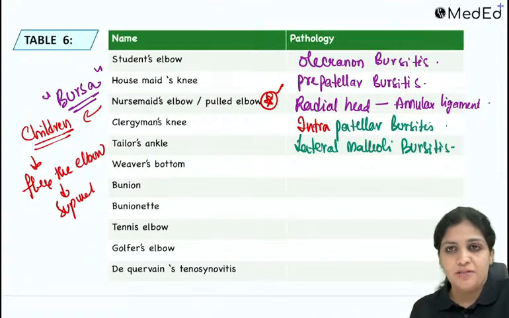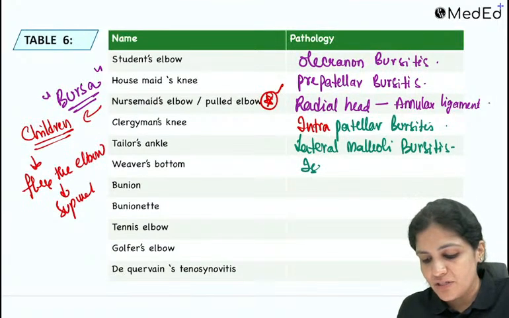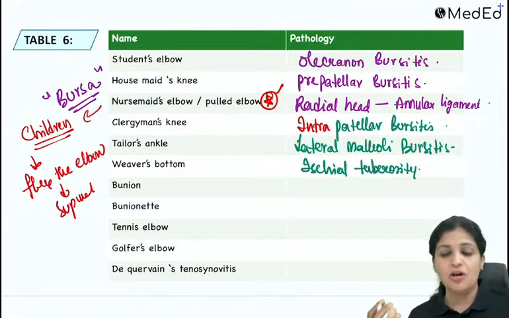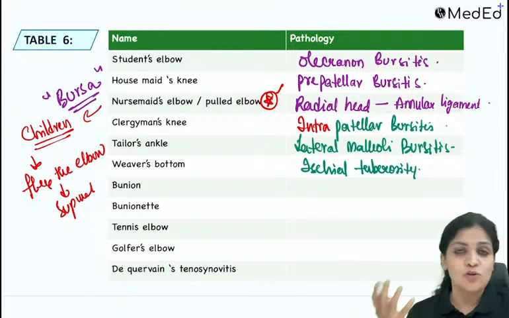Then what is weaver's bottom? Weaver's bottom is from continuous sitting, the ischial tuberosity bursitis. The ischial tuberosity is involved. That is your ischial tuberosity bursitis, which is weaver's bottom.